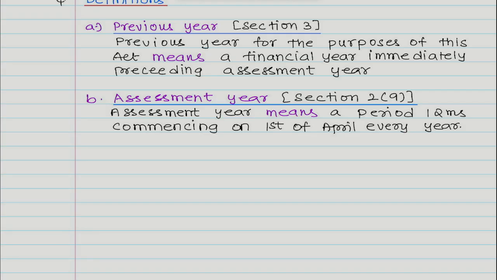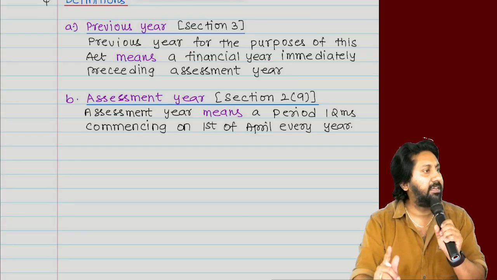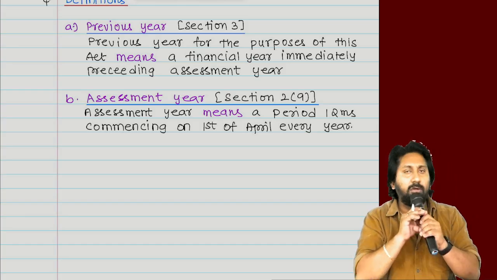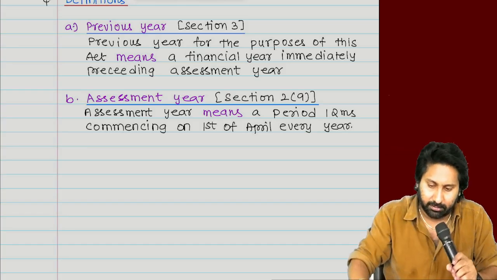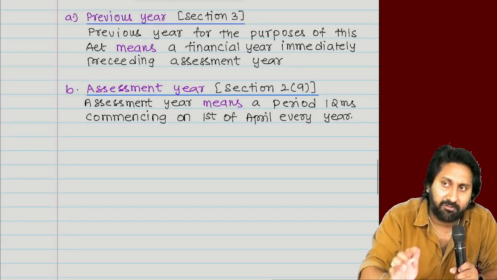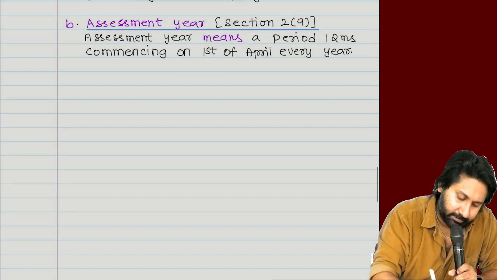So up to what we completed? Definitions. Previous year completed. Assessment year completed. Correct? Below that, write down interpretation notes, which are even more important in our class. Please keep the heading, not as a fifth point. Within that only, interpretation notes.